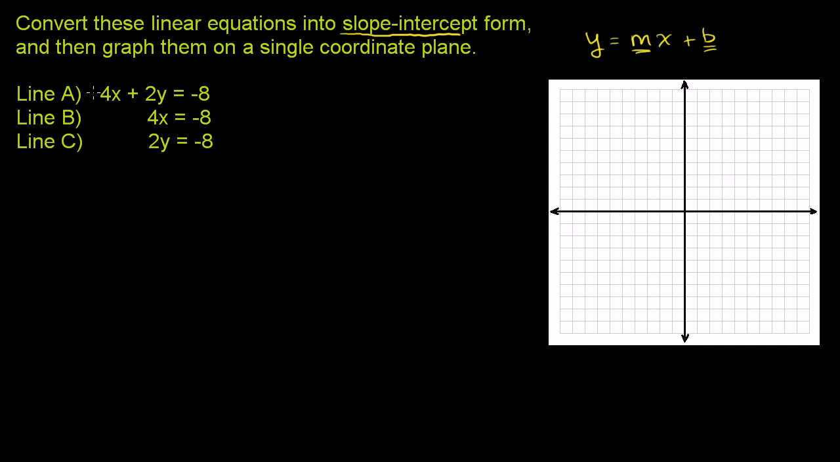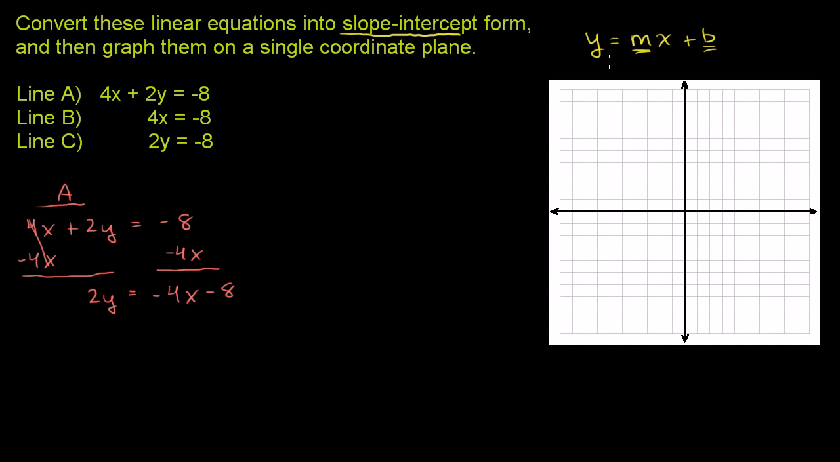So let's start with line A. Line A, it's in standard form right now. It's 4x plus 2y is equal to -8. The first thing I'd like to do is get rid of this 4x from the left-hand side. And the best way to do that is to subtract 4x from both sides of this equation. The left-hand side, these two 4x's cancel out, and I'm just left with 2y is equal to, and on the right-hand side, I have -4x minus 8, or -8 minus 4x, however you want to view it.